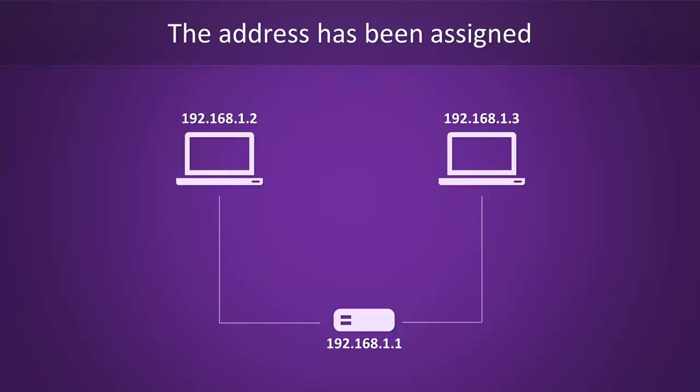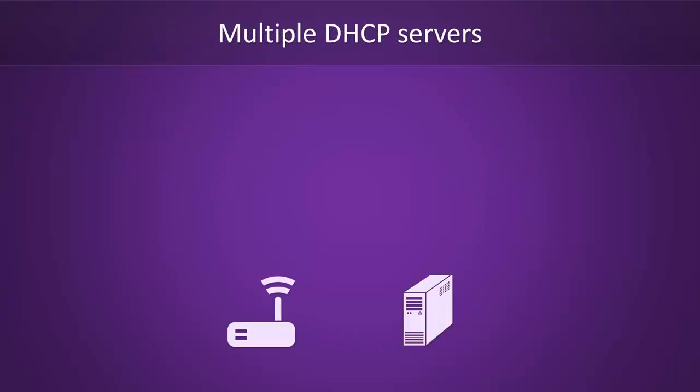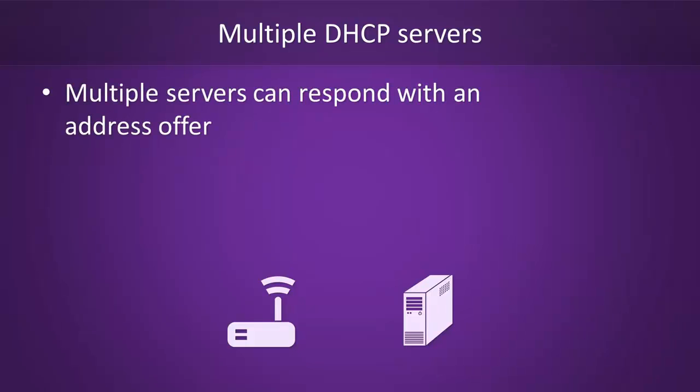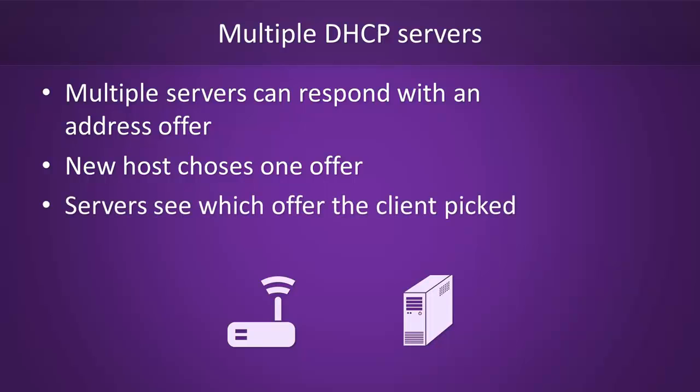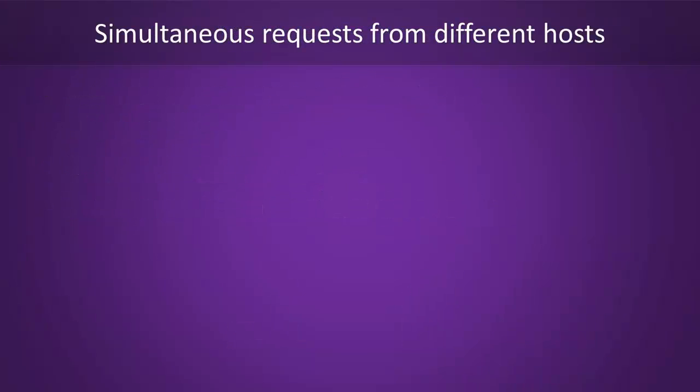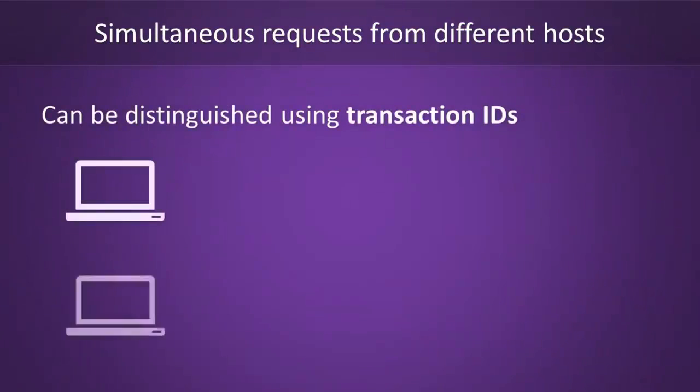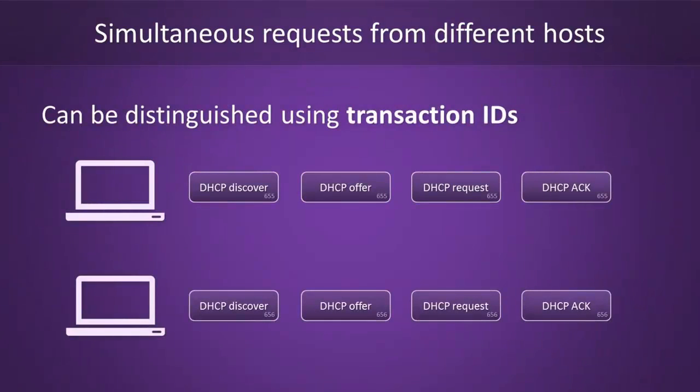Now, before we wrap up, there are a few more things you might want to know about. As I said earlier, you need at least one DHCP server on your network, but you can also have multiple. When you have multiple servers, they can all respond with an address offer. Whenever this happens, the new host will be allowed to choose from any of the offers it received. It will announce its choice using a DHCP request message, like we saw in step 3. There's always the possibility that two new hosts start asking for IP addresses simultaneously. So, how can we keep them apart? The answer is relatively simple. DHCP uses transaction IDs to keep track of ongoing procedures and to distinguish them from one another.